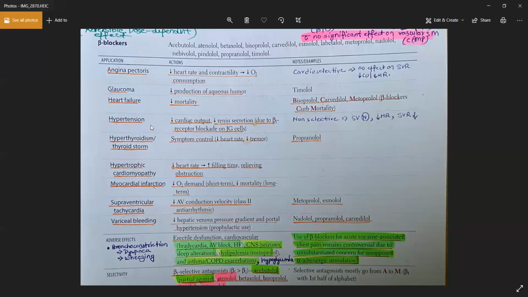Then comes the hypertension. Why? Because of pulmonary edema, because it increases the fluid volume.